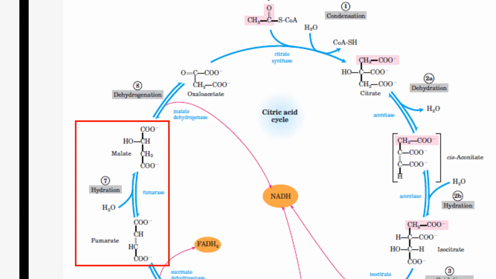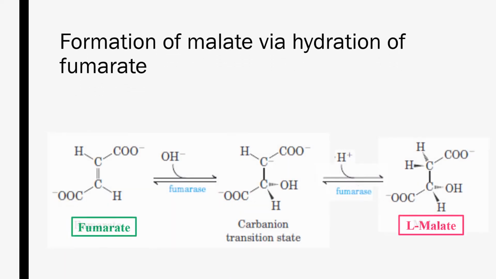Next is the formation of malate from fumarate. The formation of malate is a hydration reaction catalyzed by fumarase to yield L-malate. Fumarase is highly stereospecific. It hydrates the trans double bond of fumarate, but not the double bond of maleate, which is a cis isomer of fumarate.